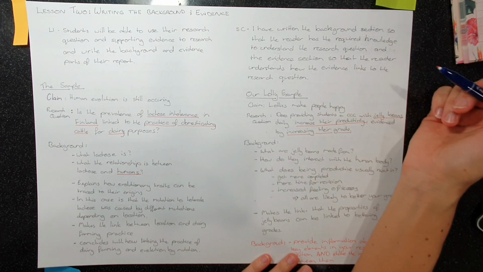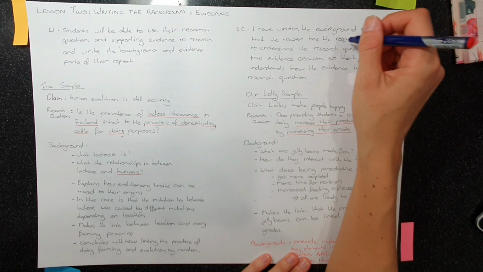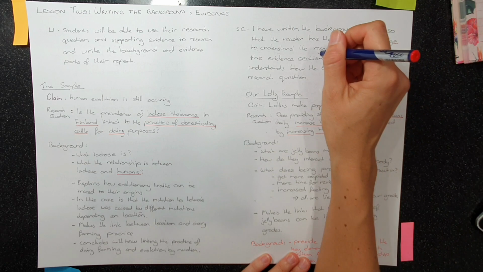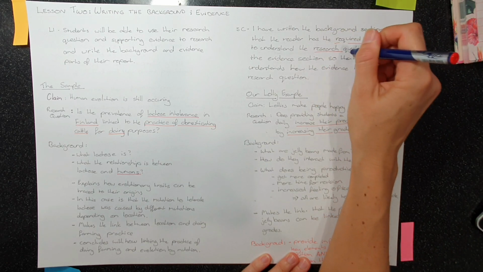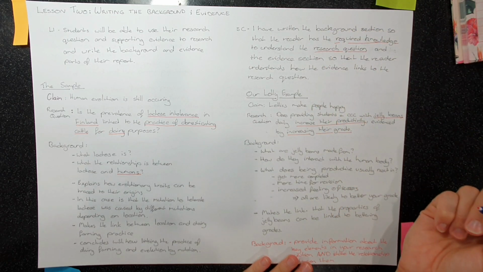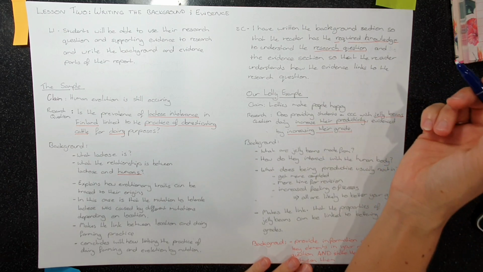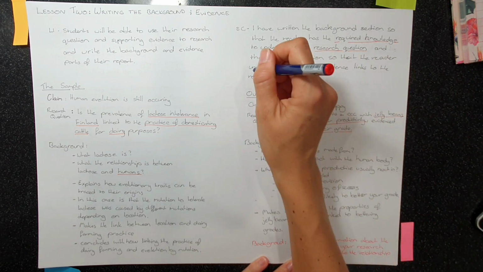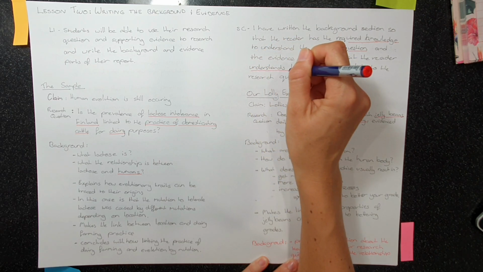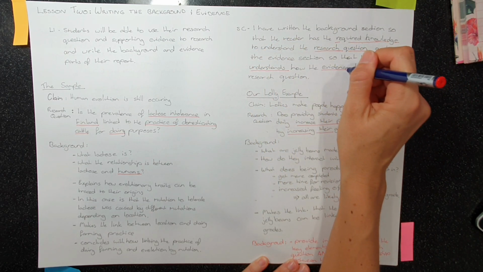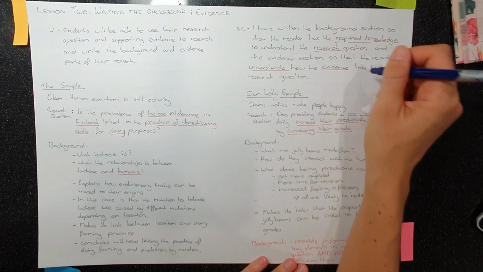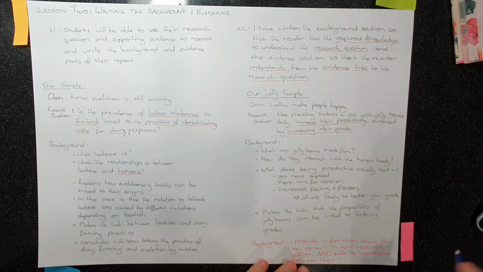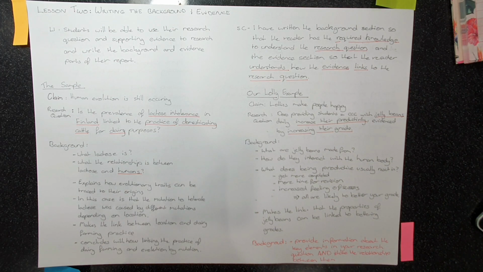The purpose of the background section is so that the reader has the required knowledge to understand the research question. And the point of the evidence section is so that the reader understands the evidence and how it links to the research question. So two key purposes.